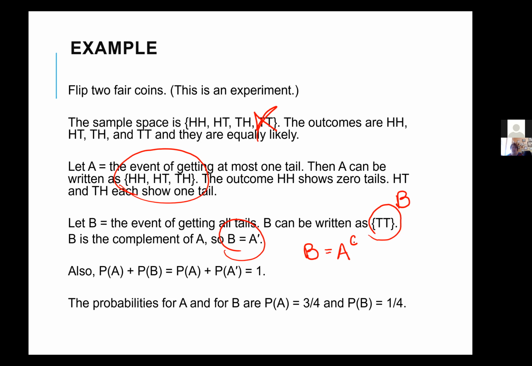So the probability of A occurring plus the probability of its complement occurring is 1. The probability of A, since event A contains 3 possible outcomes, divided by the total sample space would be 3/4. And the probability of B occurring, since there's only 1 outcome that satisfies B, would be 1/4, because my sample space consists of 4 outcomes.